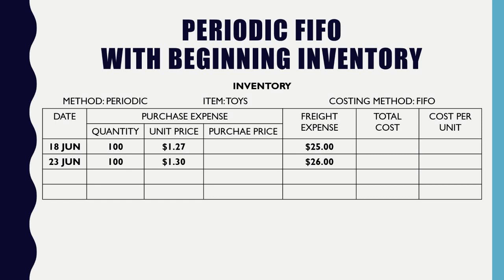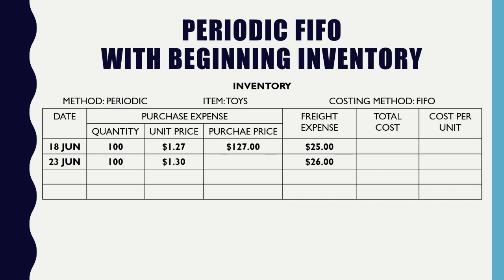Okay. So we plugged in both scenarios in here. We plugged in our 100 for the $1.27, and we also plugged in our other scenario for the 21st of June that we purchased 100 toys at $1.30. So once again, rinse and repeat. You're going to calculate your purchase price, your total cost, and your cost per item.